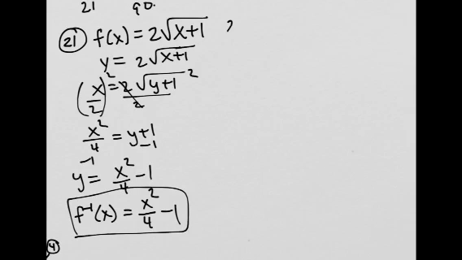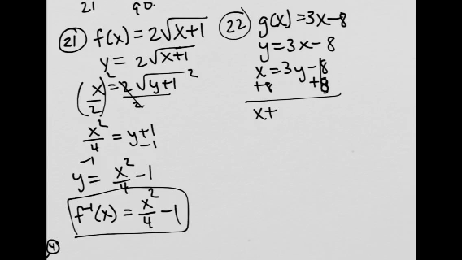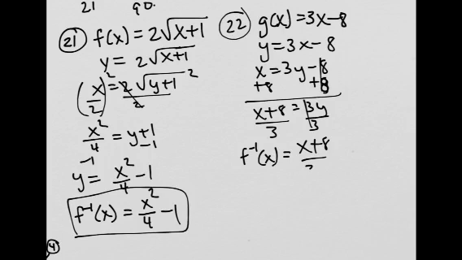Number 22. Change g of x to y. Switch the x and the y. Solve for y. Plus 8. So then I have x plus 8 equals 3y. I'm going to divide by 3. And so now I have y by itself, right? So I just write it in function notation. And that would be the inverse right there.